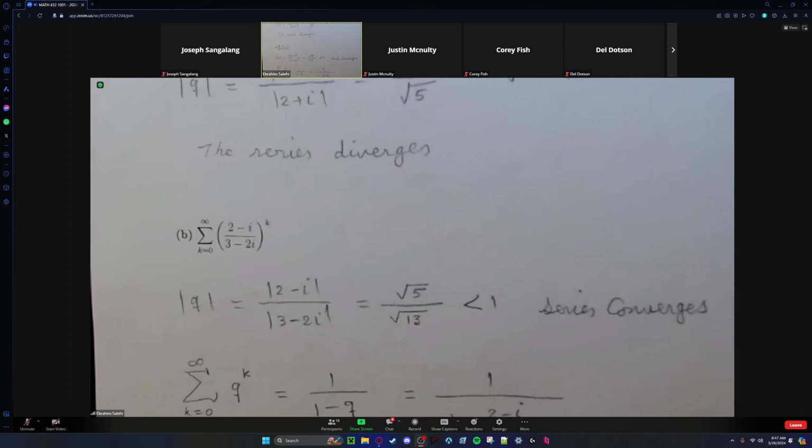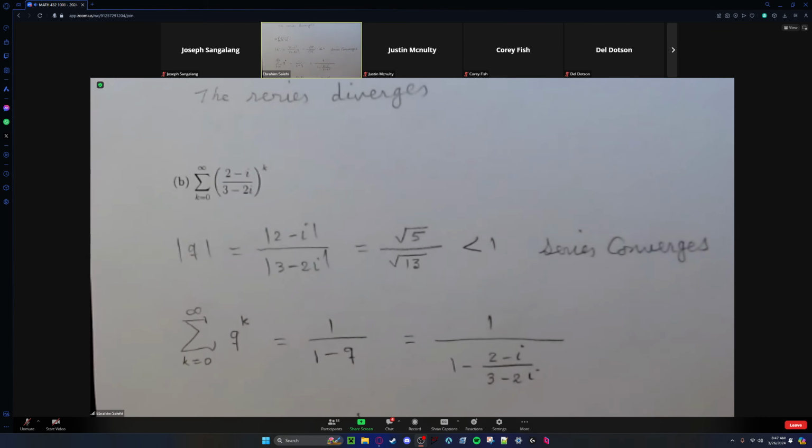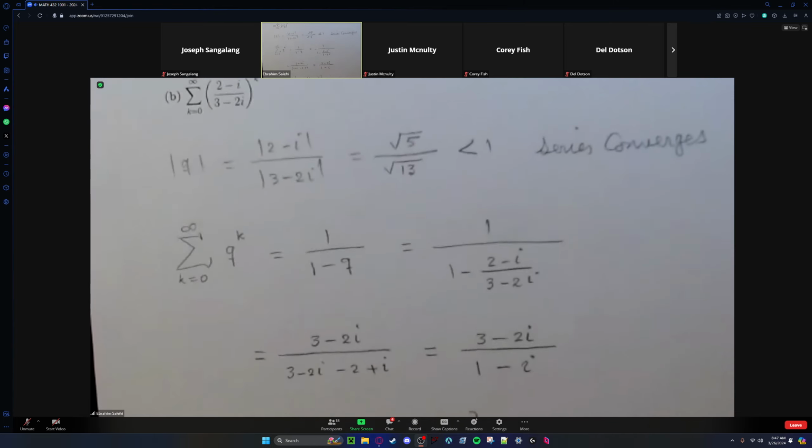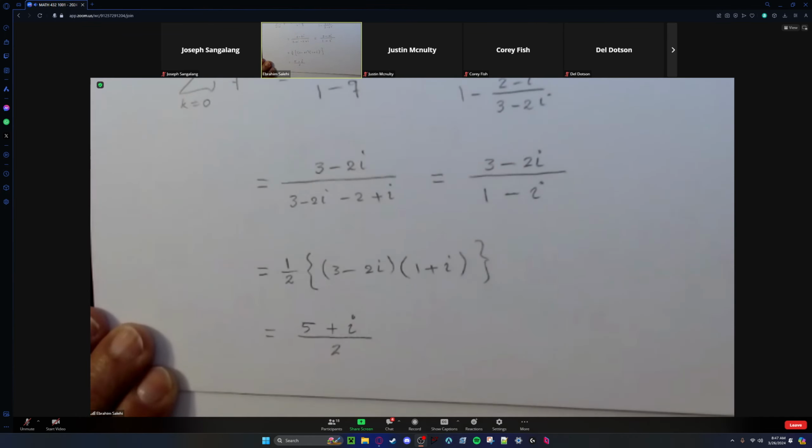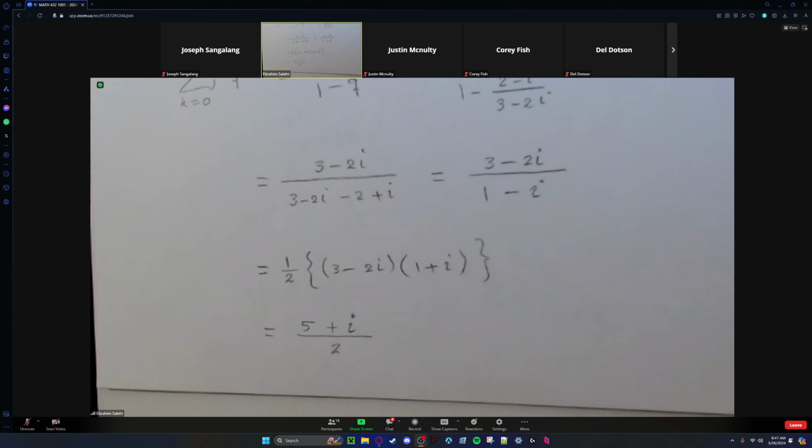So a lot of you missed finding the sum of the series. So here is the q, and of course, when you go ahead and simplify, here is the answer, right? Converges to (5 plus i) divided by 2. Okay? Any comment, any question?